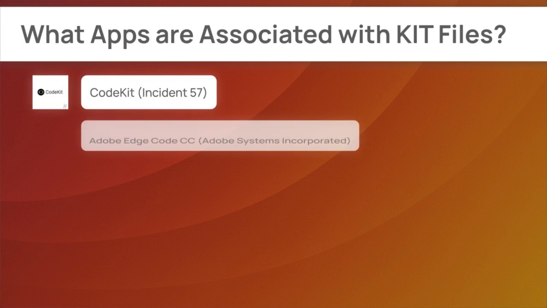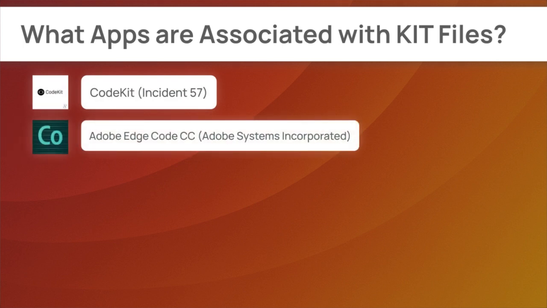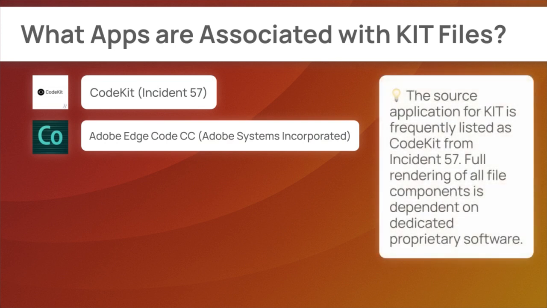CodeKit from Incident 57 is the core program designed for the KIT structure. Full rendering of all file components is dependent on dedicated proprietary software. Windows shows the entries plainly, but proper adjustments require knowledge of the system or software.